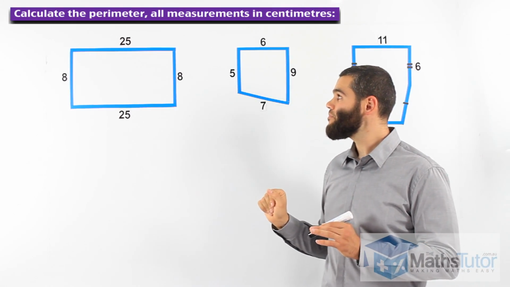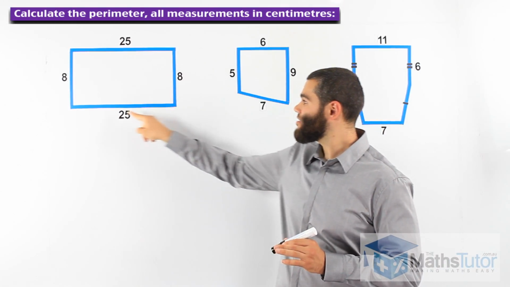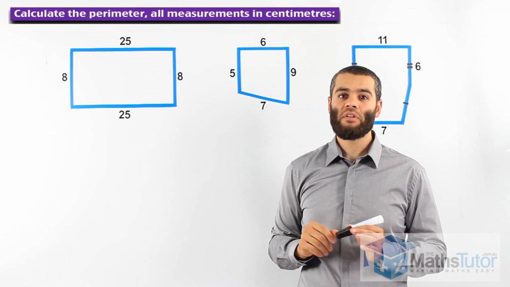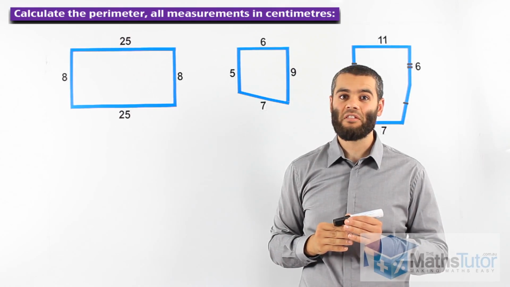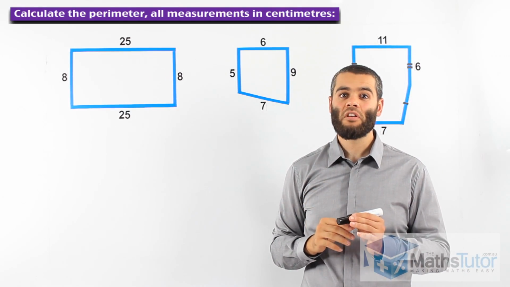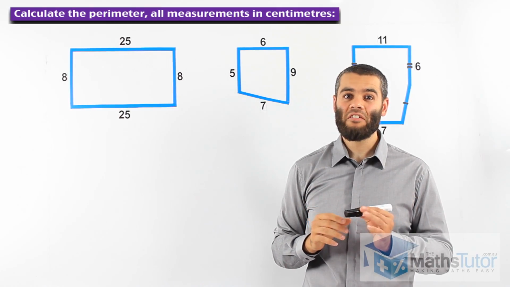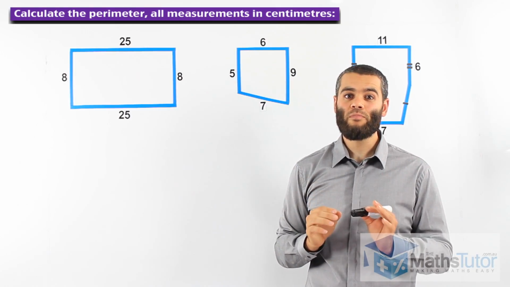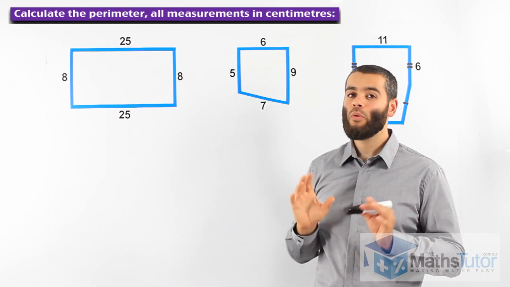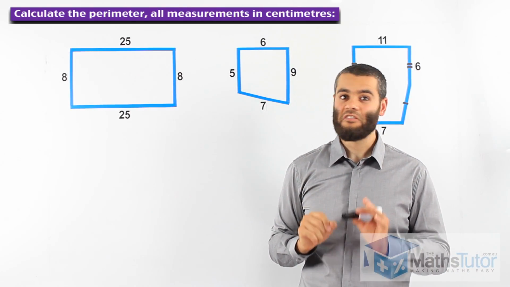Now the perimeter here is simply the outside of the shape. Here all measurements, we're going to write them in centimeters. So you've got to be careful in the question. You've got to see, are the units the same? Are they all in meters? Are they all in centimeters? It's very important that the units are all the same. For these examples, we're going to say that the units are in centimeters.